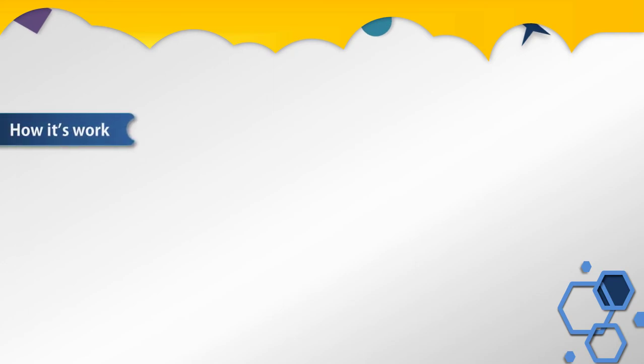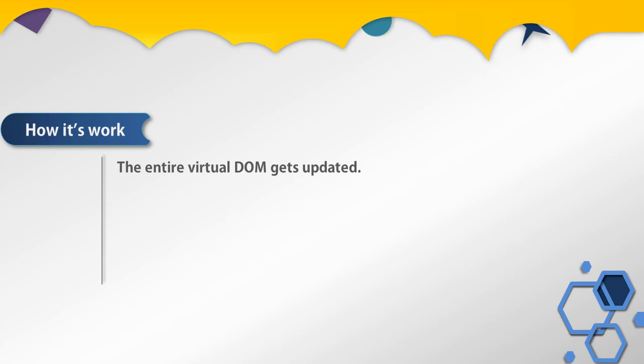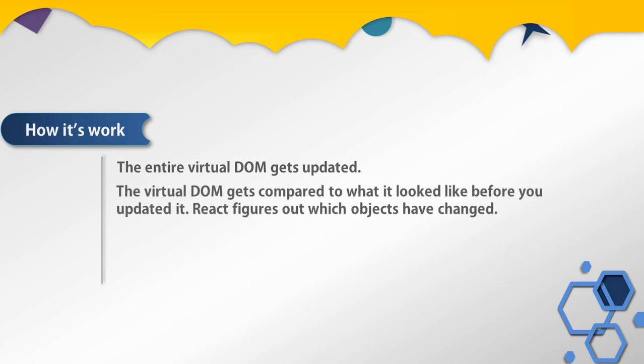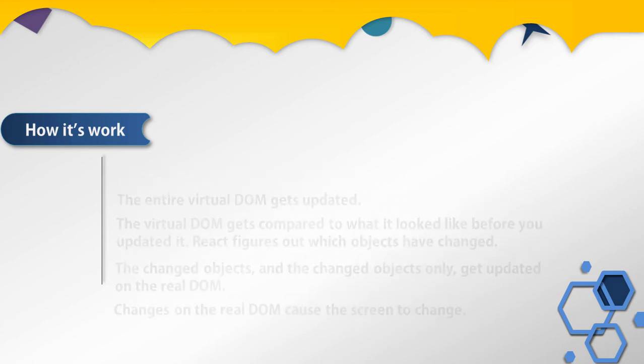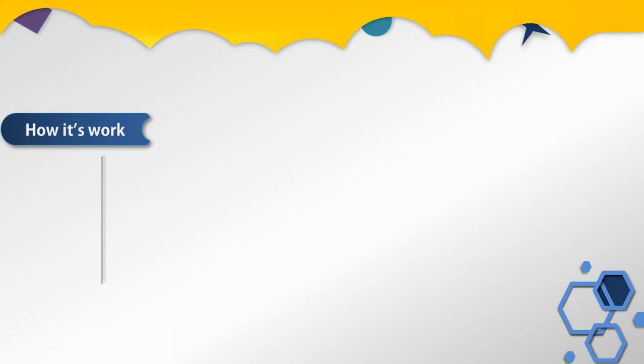Let's see the step-by-step process. First, the entire virtual DOM gets updated. Then the virtual DOM gets compared to what it looked like before you updated it. React figures out which objects have changed. The changed objects, and only the changed objects, get updated on the real DOM. Changes on the real DOM cause the screen to change. This process is known as reconciliation.